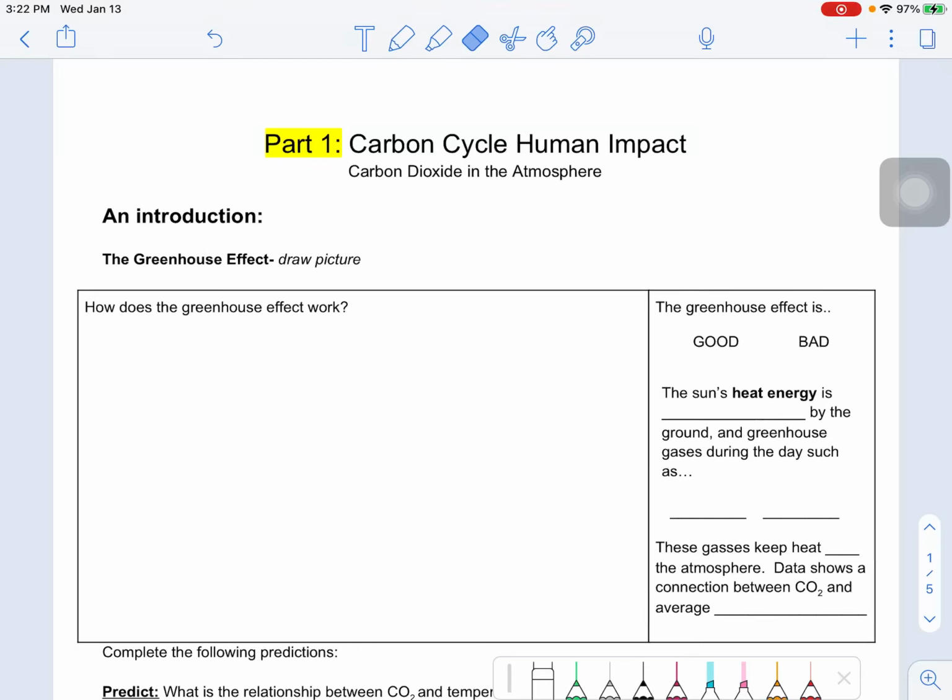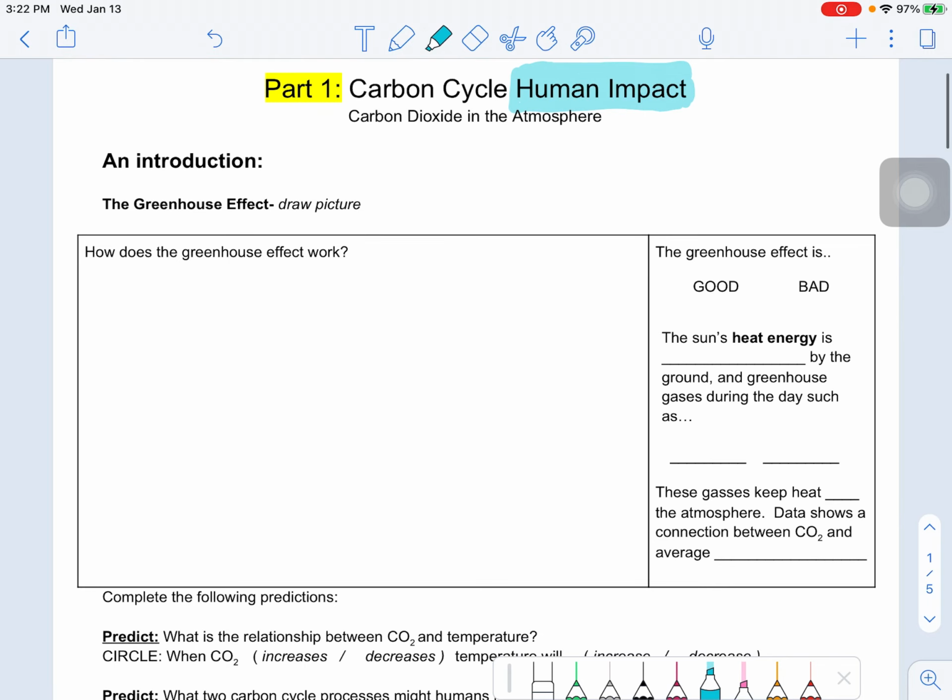So we've talked through the carbon cycle and the different processes that move carbon around between all four spheres. Now we're really focusing in on the human impact part. What do we do within those processes that have the biggest impact to ourselves, to the earth, to the spheres? So we need a little bit of background here. This is about the greenhouse effect and how it works.